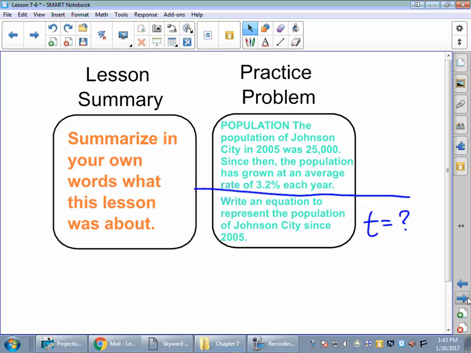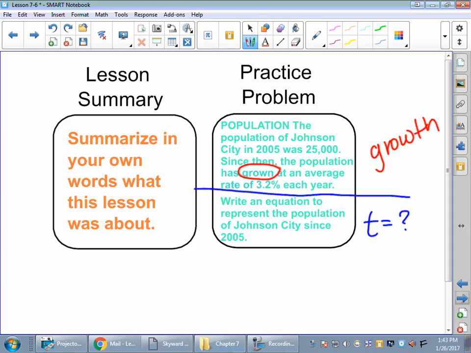It says the population of Johnson City in 2005 was 25,000. Since then, the population has grown at an average rate of 3.2% per year. Well, if the population has grown, are you going to use the exponential growth or the exponential decay formula? So make sure when you do your formula, you've got yourself a plus inside those parentheses.